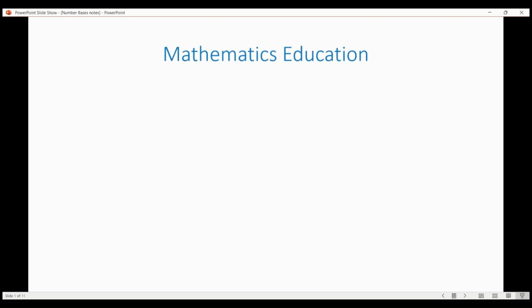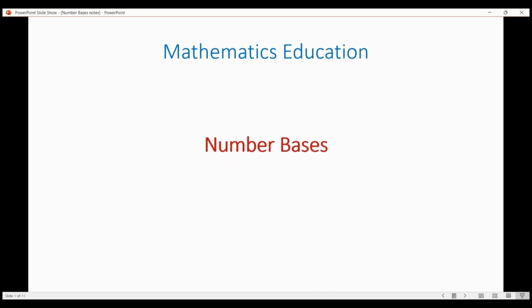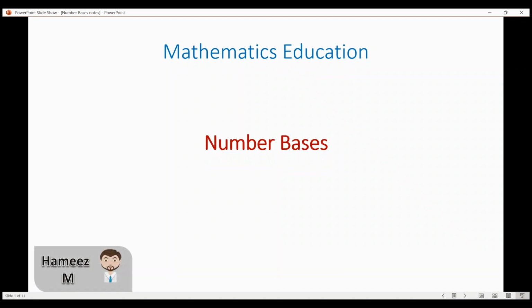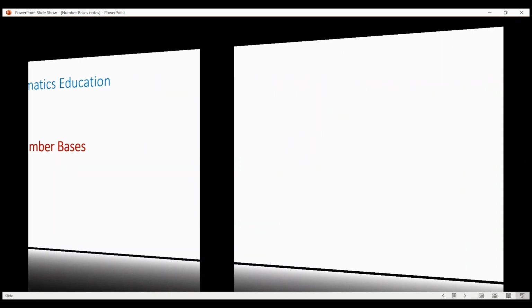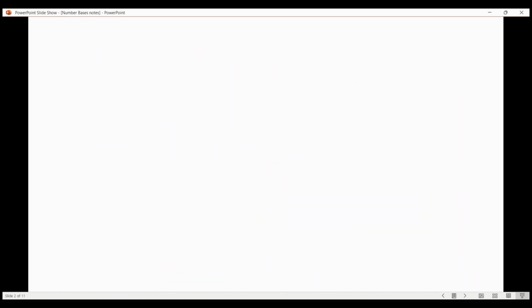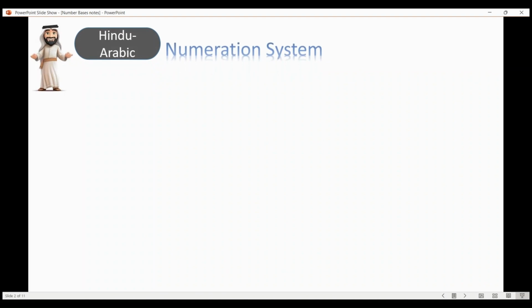Good day, everyone. And we're making a video today specifically with regards to number bases. So, the first thing we're going to do is look at where our system that we're using comes from. It is the Hindu-Arabic numeration system. And we look at some specificities of that.